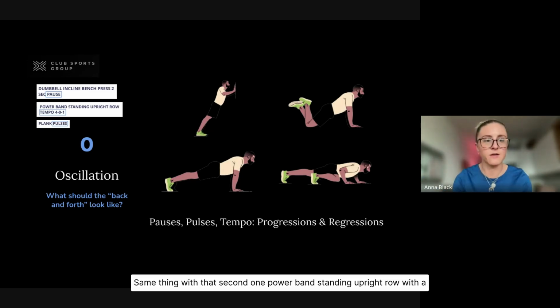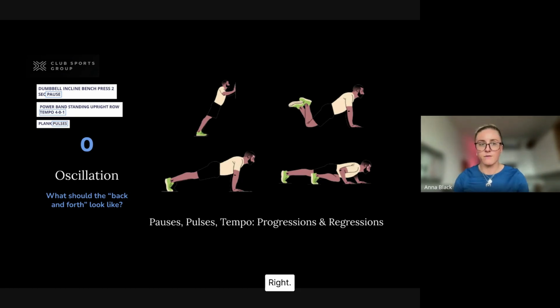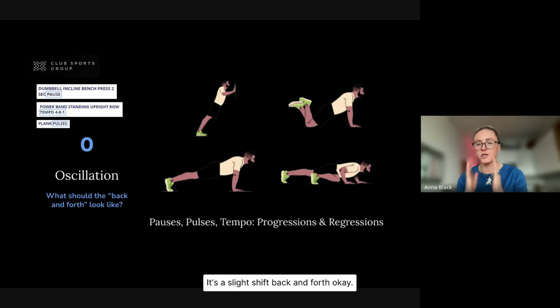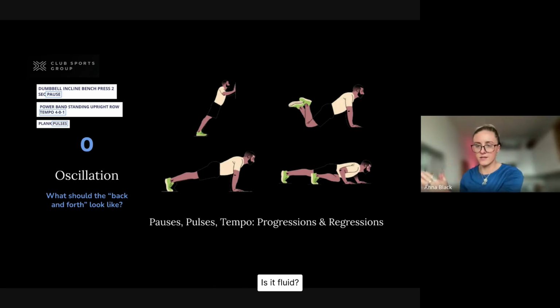Same thing with that second one, power band standing upright row with a tempo. So it's 1 second up and then 4, 3, 2, 1 on the way down. That last one, plank pulses. It's a slight shift back and forth. Okay, so those are all examples of oscillation. Just like I said with the fan, same thing. Where are we going to? How far are we coming back? Are we pausing? Is it fluid?